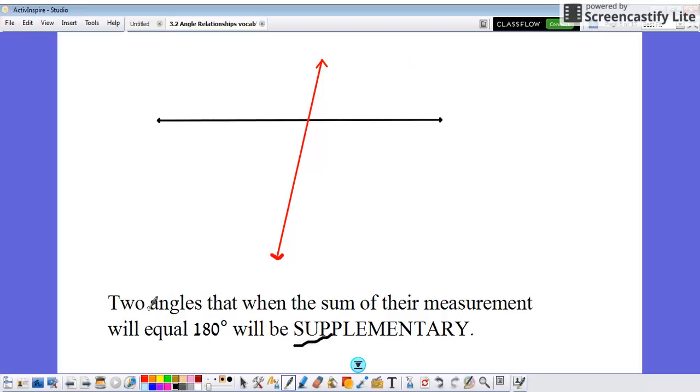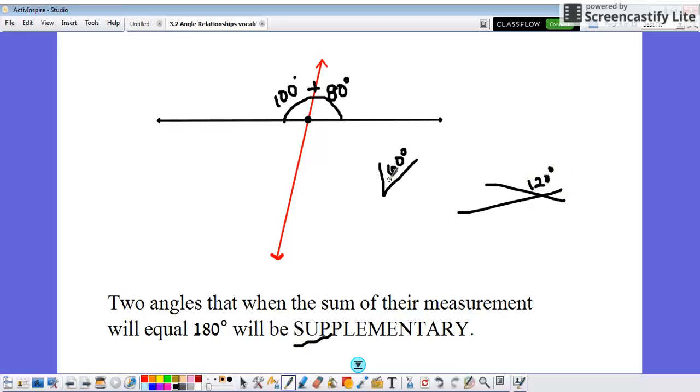Supplementary is when two angles come together and will equal 180 degrees. Mostly we show them side by side. So you can see that they make this straight angle, this straight line. So this angle here, which is a little more than 90 degrees or a right angle, let's say it's 100 degrees. When added to this angle here, it couldn't be 90 degrees. They have to equal 180. So 100 plus 80. But it could be that I'm talking about an angle here, which is 60 degrees, and an angle here, which is 120 degrees.